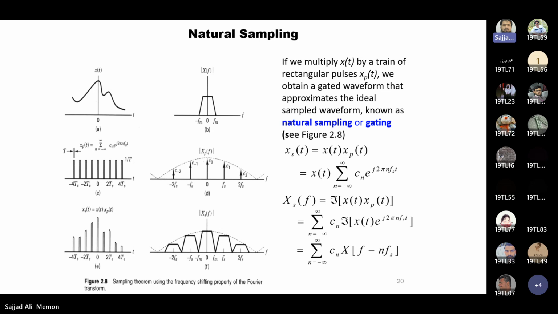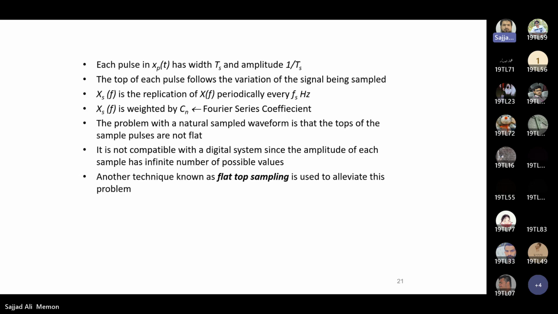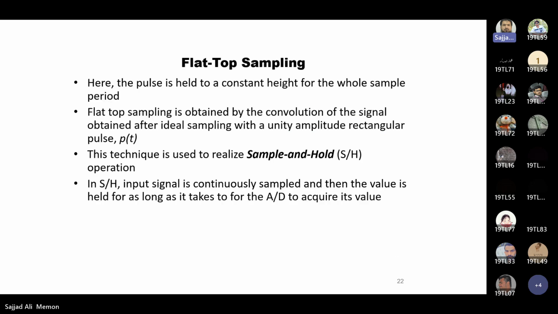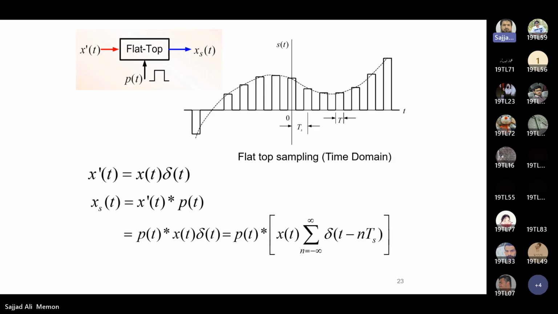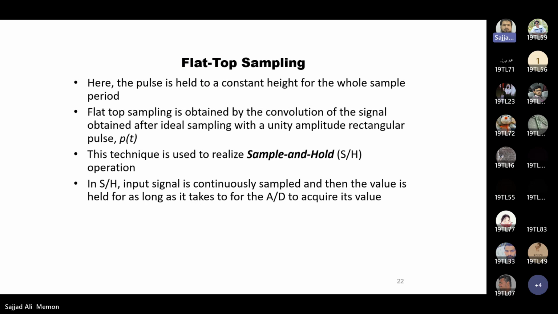However, we can make some changes. We make these tops flat and we call this flat top sampling. Then we can say that it's an achievable or practical sampling. So natural sampling and flat top sampling are the same. The difference is that here the tops of the samples are flat. Using the sample and hold technique, we make the tops of the samples of the natural sampling flat. Then it is called flat top sampling.